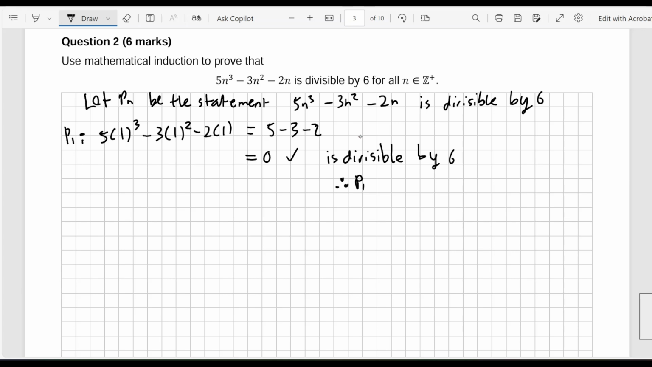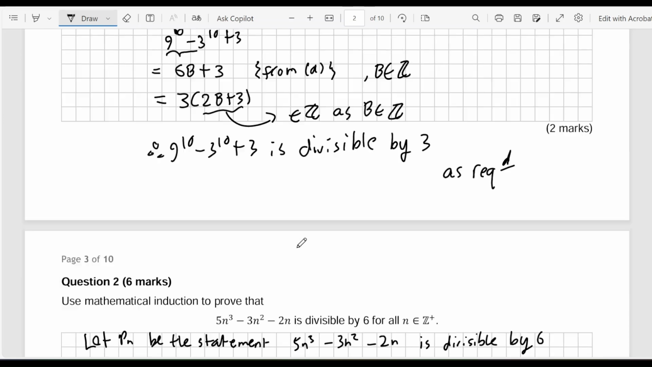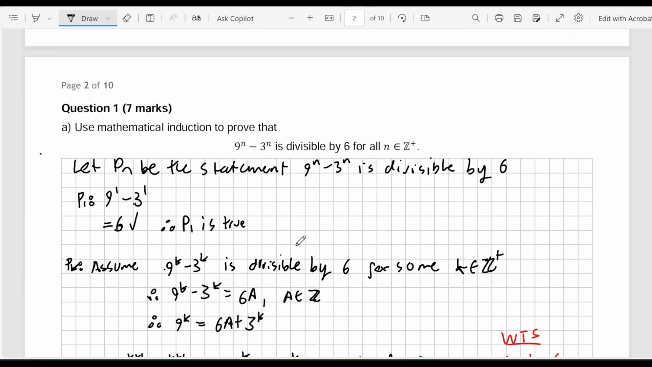Therefore, P1 is true. Now, it's probably worth mentioning in that previous proof as well, actually, that this is divisible by 6. Just to be really clear why P1 is true. Cool.